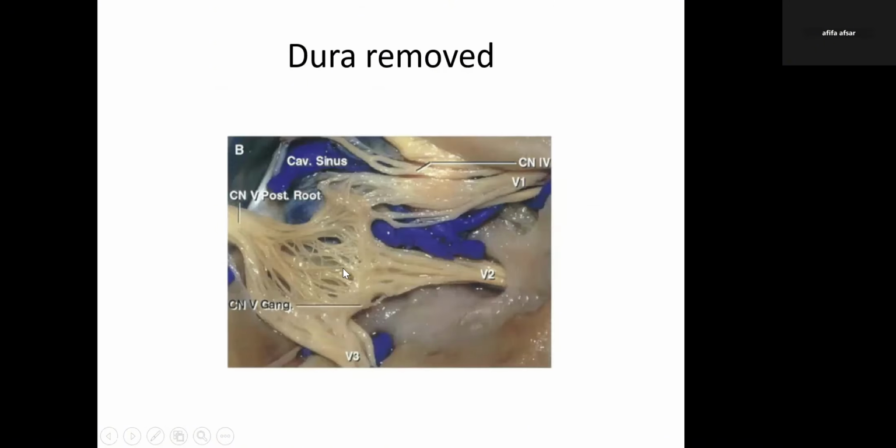This is the picture in which the dura has been removed, and we can now appreciate the posterior nerve root ganglion of cranial nerve 5, which is lying here. We can appreciate that the V1 division of the nerve tends to travel anteriorly and medially, whereas the V3 division tends to travel caudally and laterally. And we can see that the V2 division tends to exit in an intermediate fashion.